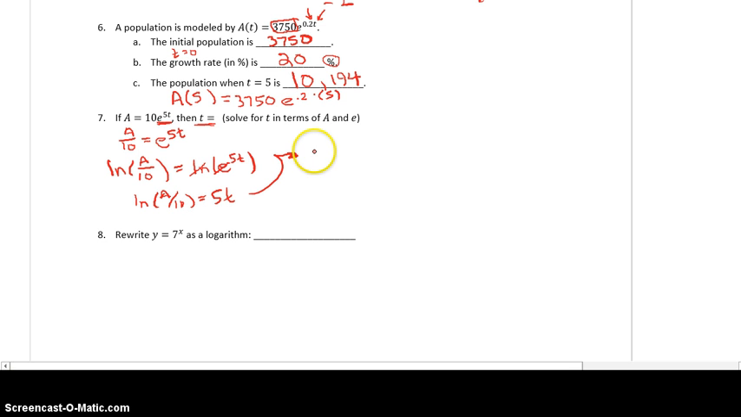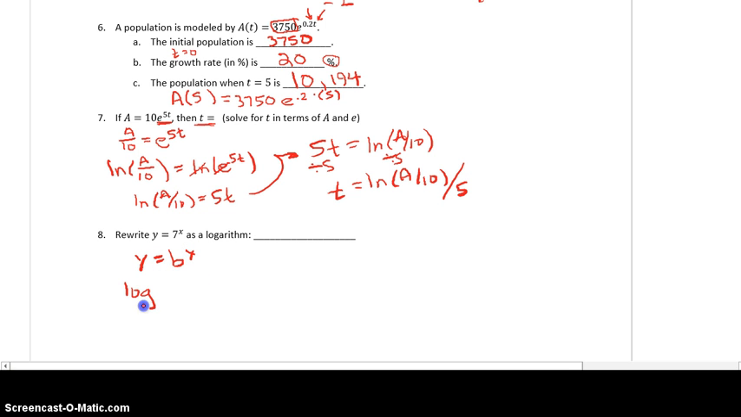And then to isolate t, we're just going to divide both sides by 5, and we will have t equals ln of a over 10, everything divided by 5. Rewriting an exponential as a logarithm is basically just remembering that if I have y equals b to the x, that's the exact same thing as log to the base b of y equals x. And so I'll just rearrange the furniture here, and I'm going to say log to the base 7. 7 is going to be b here, of y is equal to x.